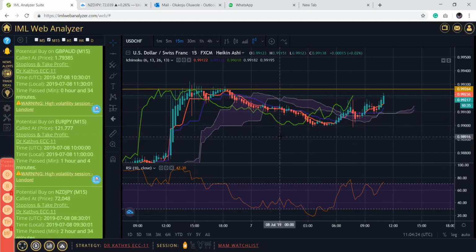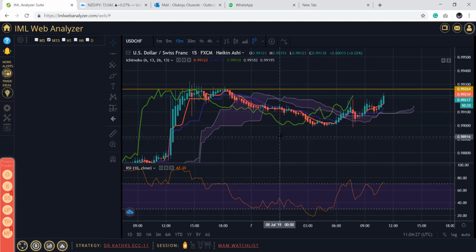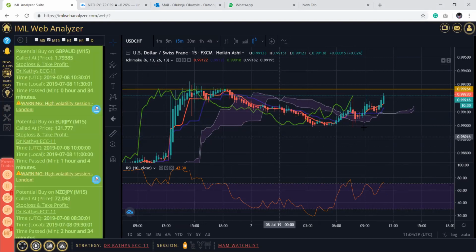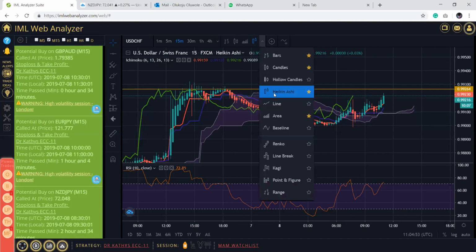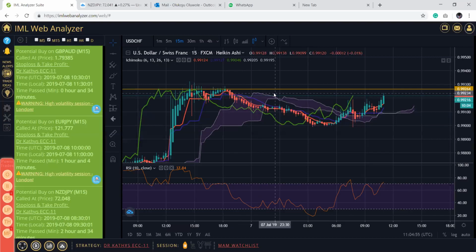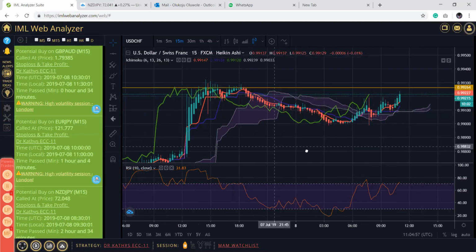All right, now our normal rule is that once we have our red above blue, we buy, red below blue, we sell. Now what we have introduced is using a momentum candle called Heikin-Ashi candle. What you have to do is click on this drop down arrow, bar styles, and then you select Heikin-Ashi.